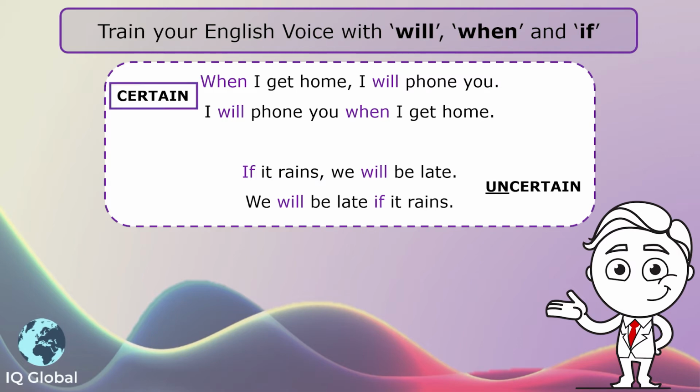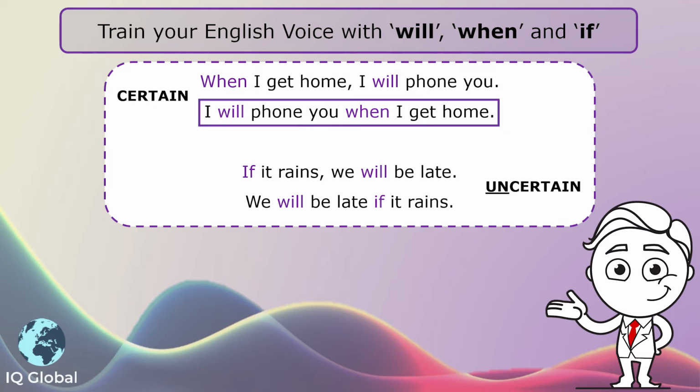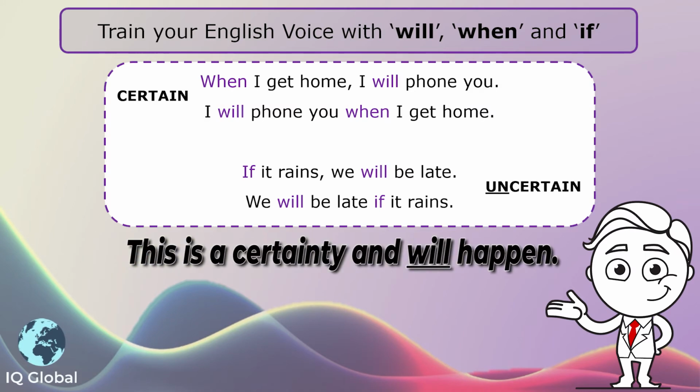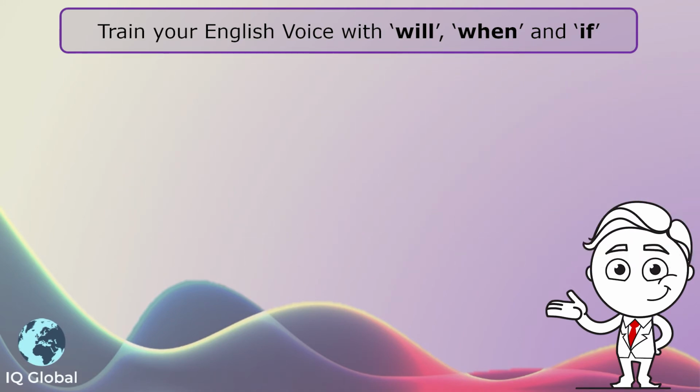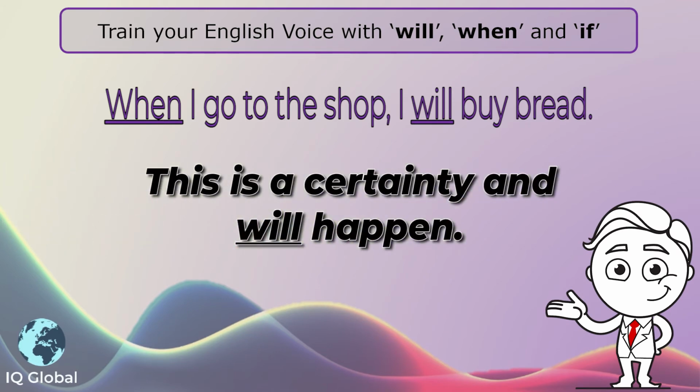First, certain events. When I get home, I will phone you. Or, I will phone you when I get home. This is a certainty and will happen. Another example. When I go to the shop, I will buy bread. This is something that will happen.